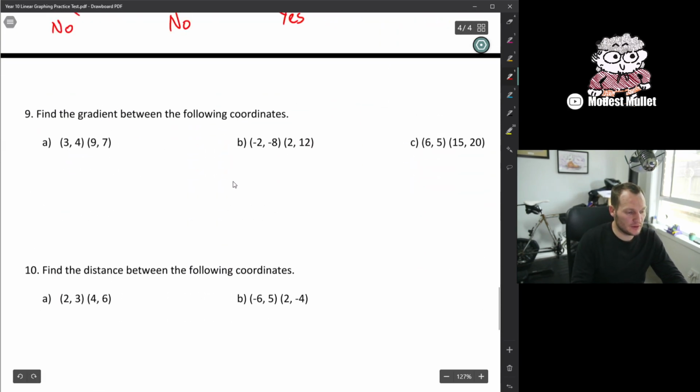Find the gradient between these following coordinates. So this is when we're just given coordinates. How do we find the gradient? Now this is where we have to use the equation m is equal to y2 minus y1 divided by x2 take away x1, where this is my first point and that's my second point, so this is called x1, y1, this is called x2, y2, and you just have to sub those numbers into that equation every time.